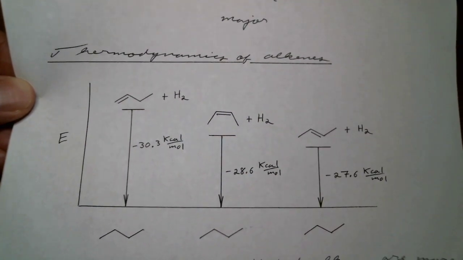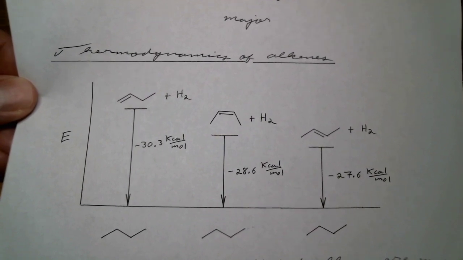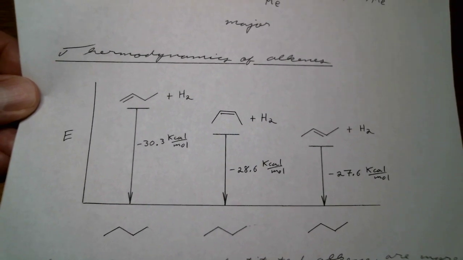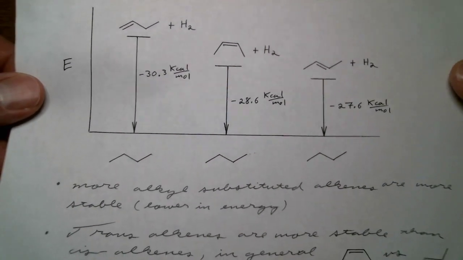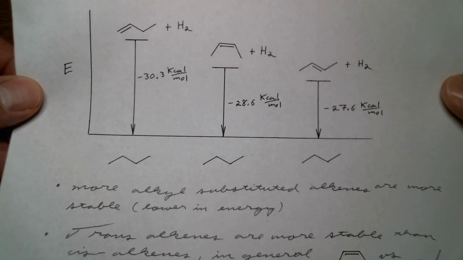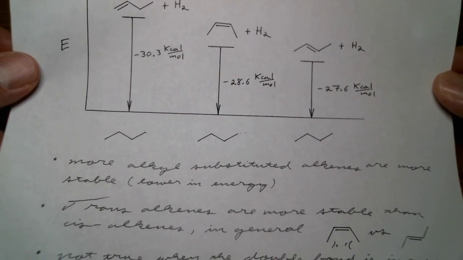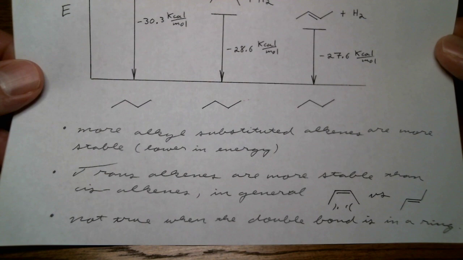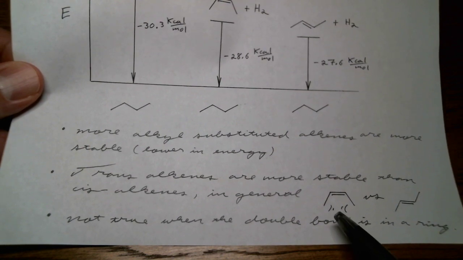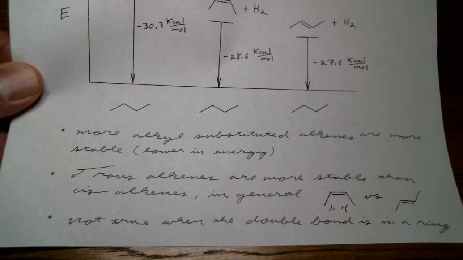This will factor into reaction mechanisms that we will see, as to whether the reaction is kinetically or thermodynamically controlled. What is the favored product that we might expect? Usually when something's thermodynamically controlled, you expect the most stable, the lowest in energy type of product. So more alkyl substituted alkenes are more stable, lower in energy. Trans alkenes are more stable than cis alkenes in general, and that's because of sterics. That's what's illustrated with these little repulsive annotations. This is not necessarily true when the double bond is in a ring.